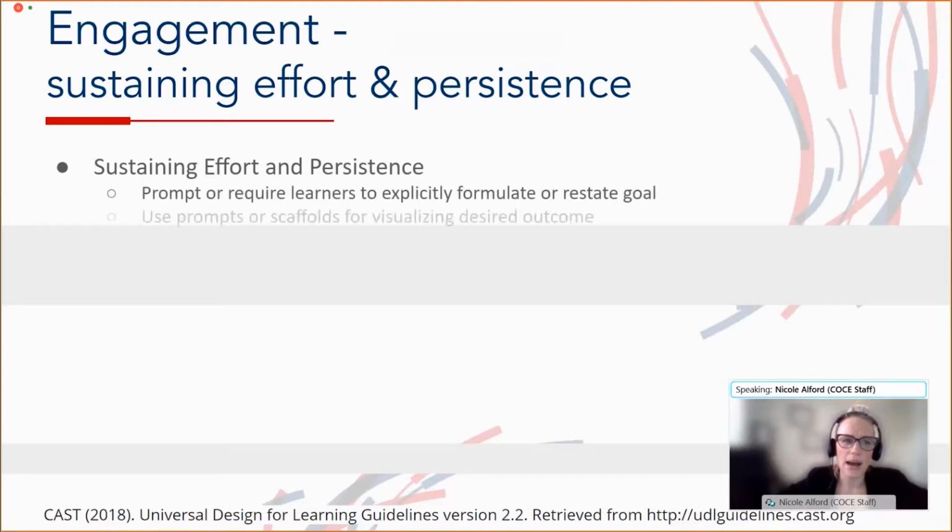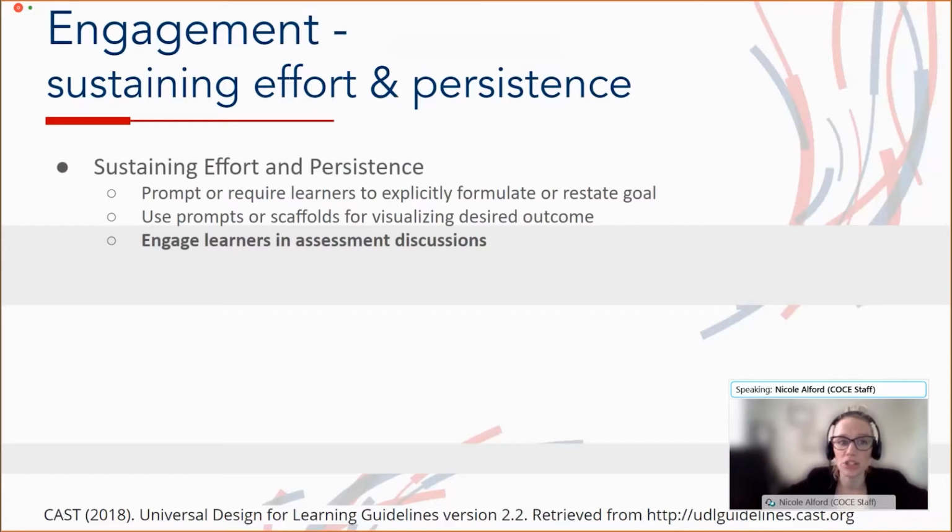So to sustain that effort, we want to prompt learners to restate what's going to happen in the course or in the assignment, have them explain it to a partner and see where the communication gaps are, things like that, using scaffolded learning, which is really, really helpful.